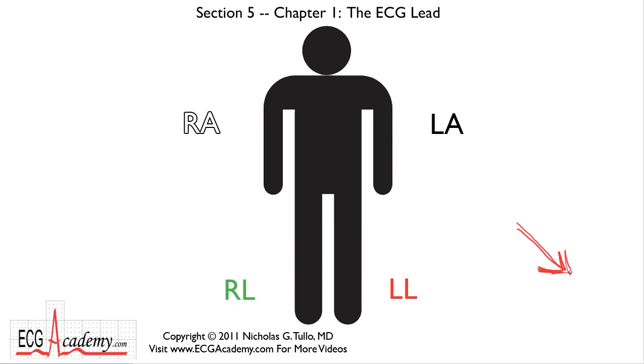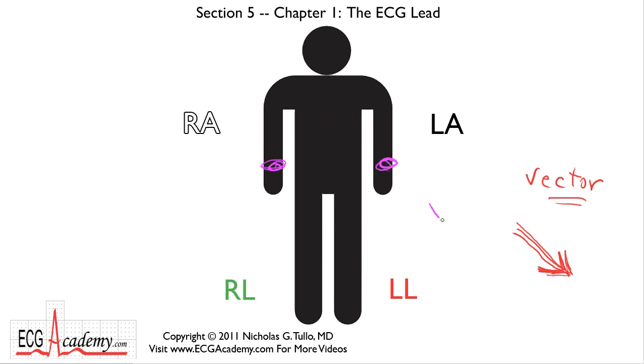Now, in physical terms, this kind of directional movement of an electrical signal is called a vector. A vector is any force that has an amplitude or size and a direction. So the fact that electrical signals during cardiac depolarization travel in a certain direction is going to become important. Now, the first lead we're going to talk about is lead 1, which happens to be between the right arm and the left arm.